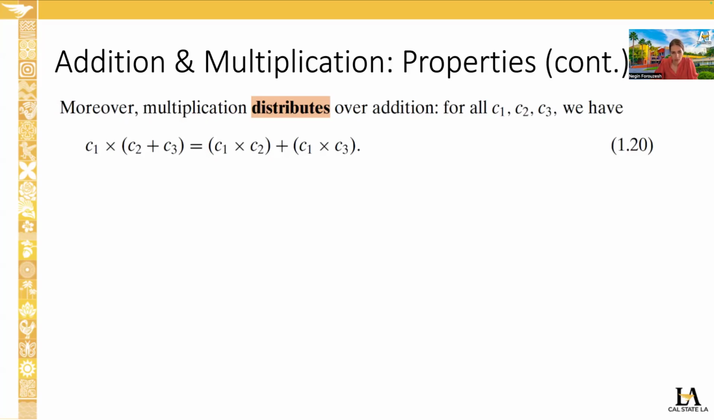This is a property that we want to prove for complex numbers, okay? So it says that if you have three complex numbers, C1, C2, and C3, multiplication distributes over their addition, meaning that C1 multiplied by the summation of C2 and C3 equals C1C2 plus C1C3, okay? We know that this is straightforward for integers and real numbers, but now for complex numbers, we need to prove it.